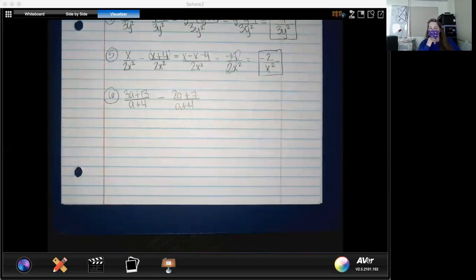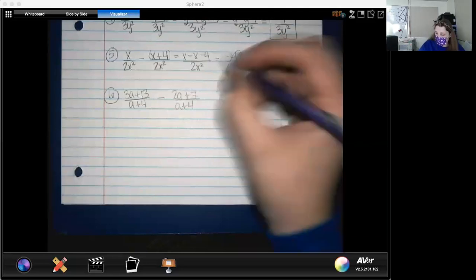All right, how about this one? How about virtually? Anyone virtually can give me what they think this one should be for number 6? Anyone virtually share what they got on number 6? A plus 6 divided by a plus 4. Great job, Annabelle.